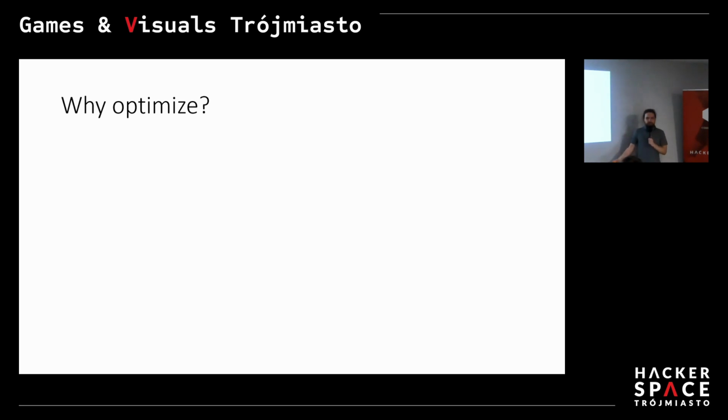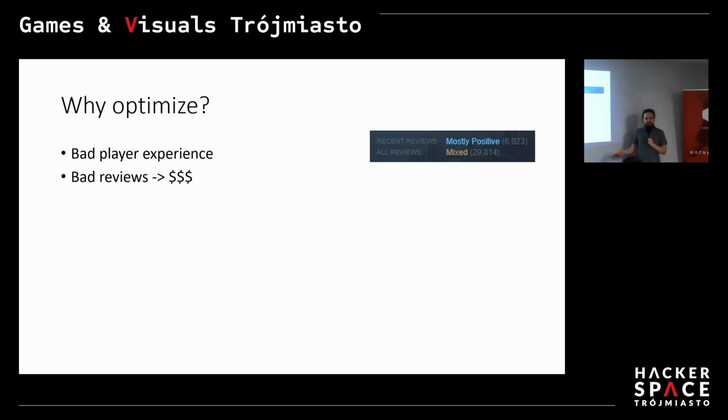So why do we even care about that? Why do we optimize the games in general? First of all, it's of course a bad player experience. If players can't play the game normally, if it lags, if it takes a lot of space on their hard drives so they can't install it, or they have to download a 50 gigabyte patch on a mobile connection because that's what they have, it's a problem. And it often leads to bad reviews, and so it leads to lower income for you, so it's bad anyway.